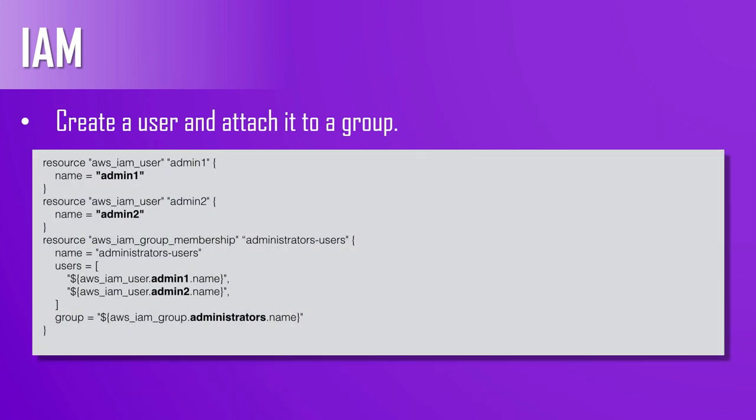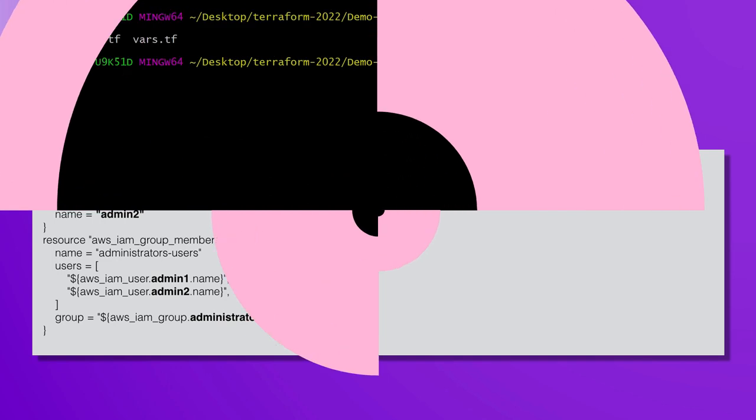Next, you create a user, and attach it to a group. So, here we create two users, admin1 and admin2. And we are going to attach admin1 and admin2 to our administrators group, and that is what I am going to show you practically. So let's see how to create IAM users and groups using Terraform.